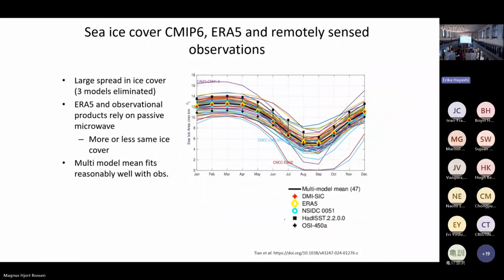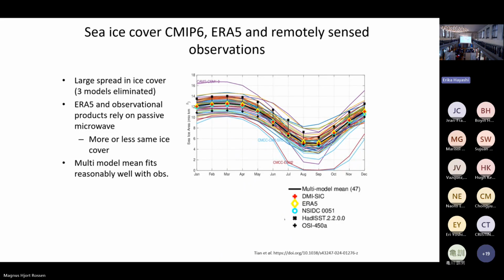So if we continue, this is the way climate models work. You have a number of ensembles, a spaghetti plot, if you like, and then there's a black line in the middle, which is the ensemble mean. This is actually very close to all the observations below.